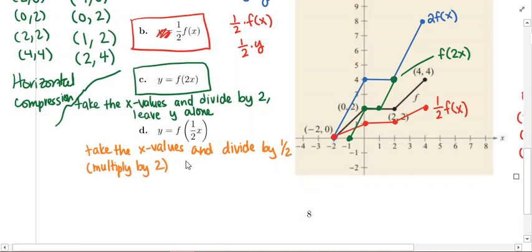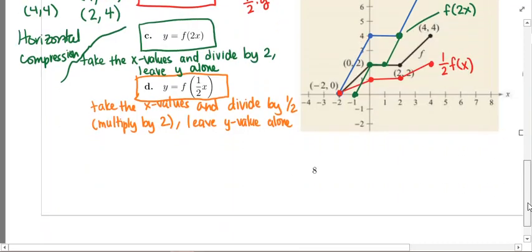Okay, so we're going to take the x values and divide by 1/2, which is the same as multiplying by 2, and we're going to leave the y value alone. That's for this particular equation. All right, so let's do our old versus new again.